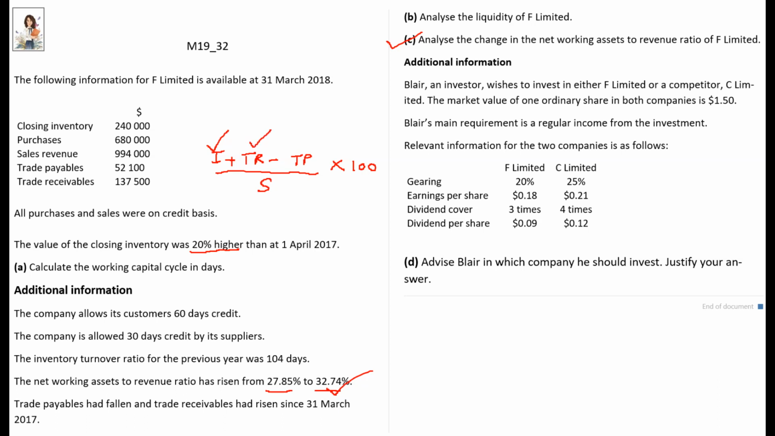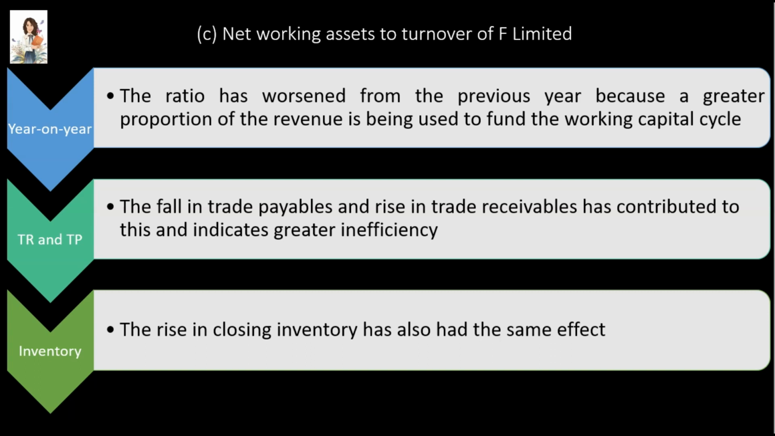Similarly, for trade receivables, we have been told that the trade receivables had risen during the year. And for trade payables, we have been told that the trade payables had fallen during the year. All of these things have contributed to an increase in net working assets to revenue ratio. You can pause the video for a minute to understand better the analysis for part C.